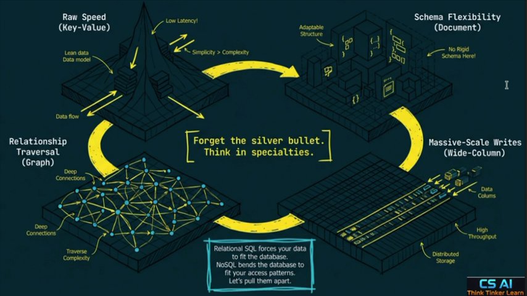To understand NoSQL, you have to forget the silver bullet mindset and start thinking in specialties. While relational SQL forces your data to fit a rigid schema, NoSQL bends the database to fit your specific access patterns. We categorize these by how they store data and how they handle relationships, whether you need raw speed, schema flexibility, massive scale writes, or complex relationship traversal.